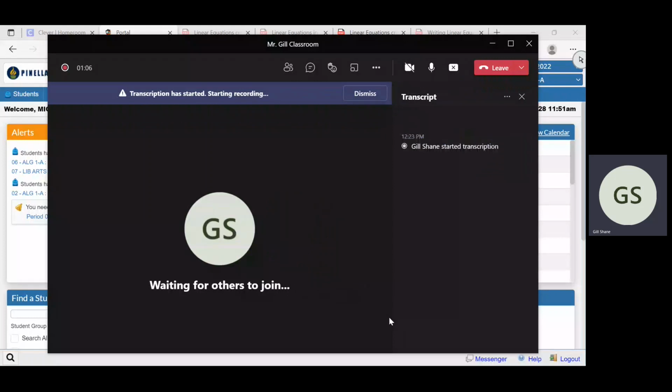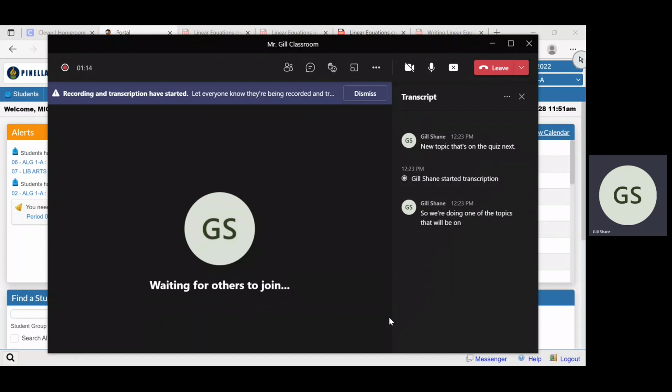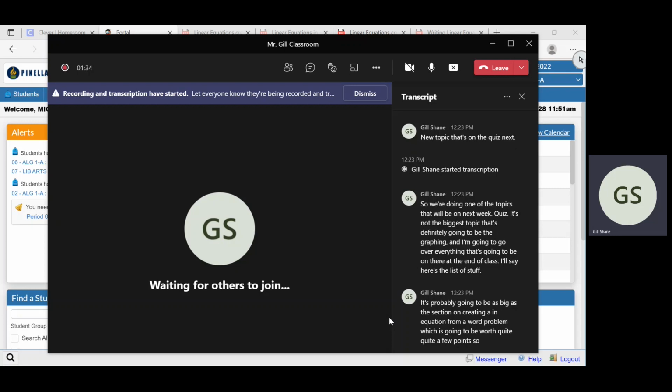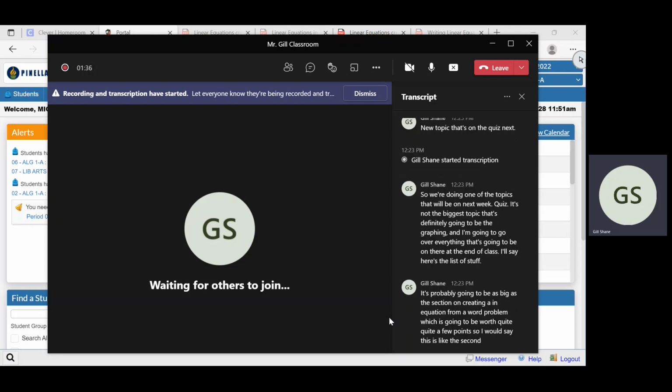The new topics that's on the quiz next. So we're doing one of the topics that will be on next week's quiz. It's not the biggest topic. That's definitely going to be the graphing, and I'm going to go over everything that's going to be on there at the end of class. I'll say, here's the list of stuff. It's probably going to be as big as the section on creating an equation from a word problem, which is going to be worth quite a few points. So I would say this is like the second biggest thing that's going to be on the quiz next week.